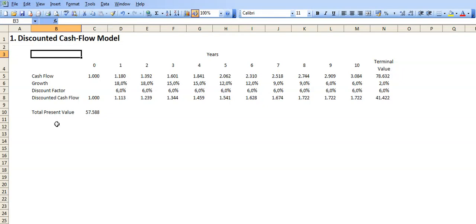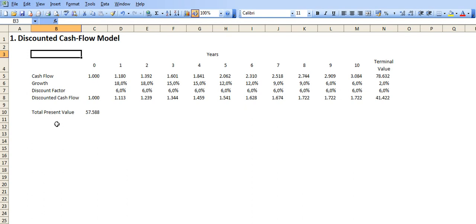Hello everyone. I mentioned about four major methods of company valuation, and I would like to start with the first and the most widespread one, the discounted cash flow model. So first of all, this is basically an introduction type of video, so I'm not going to go through all the details of this calculation, but to give you a basic sense of how it's done.